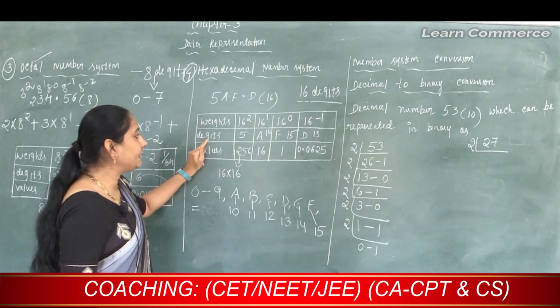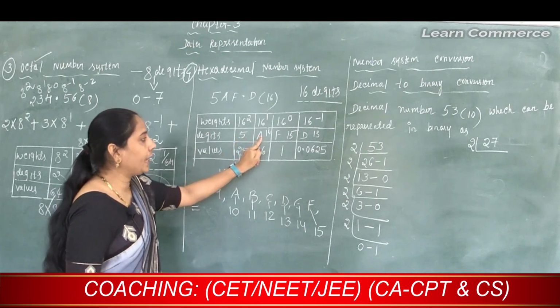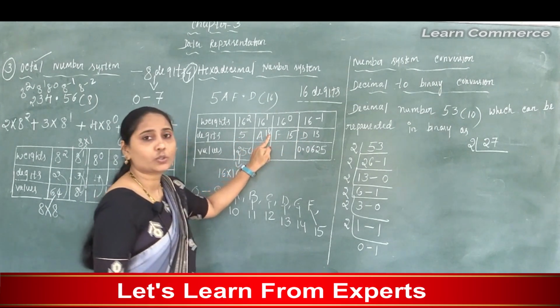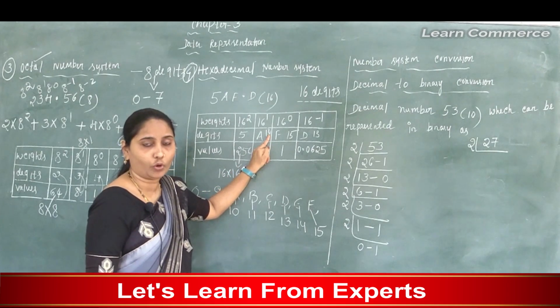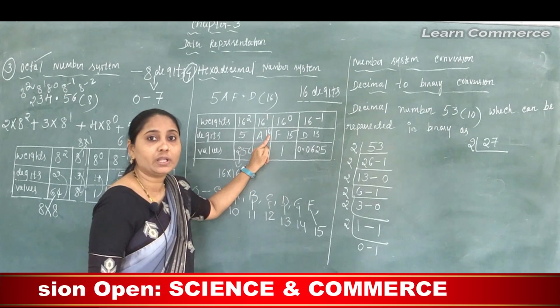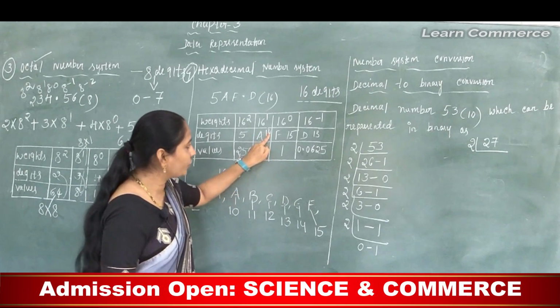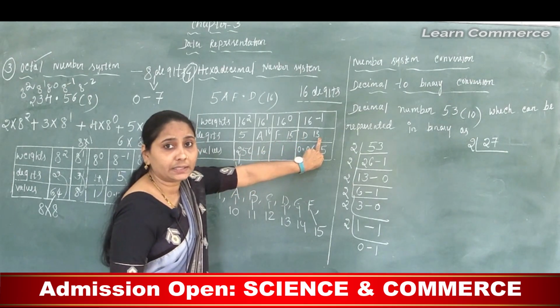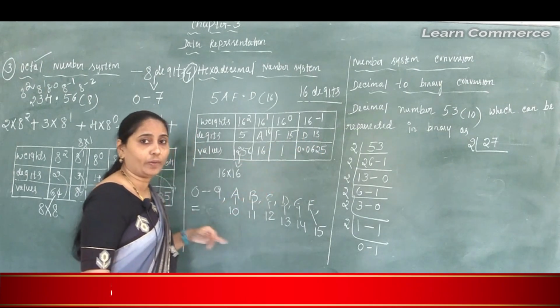So digit, as we know the number 5AF.D. And whatever I write, this is only the decimal equivalent value of the letter. A value is equal to 10, F value is equal to 15, D value is equal to 13. So this is the number with the equivalent letter values.